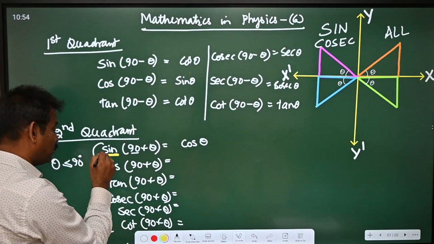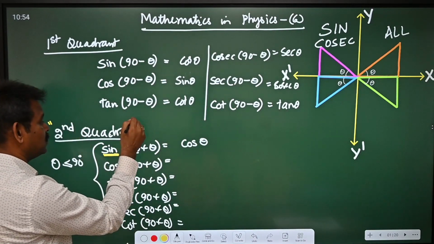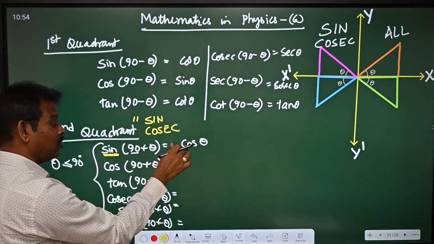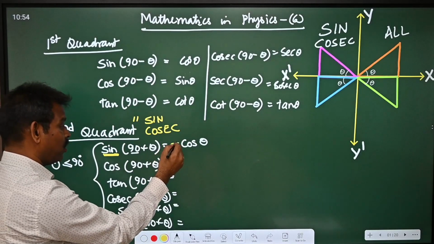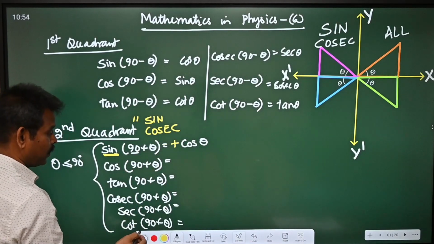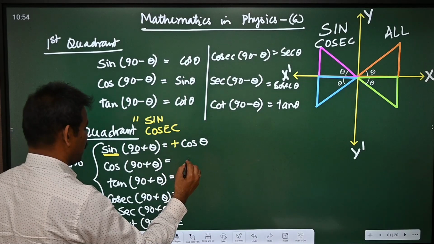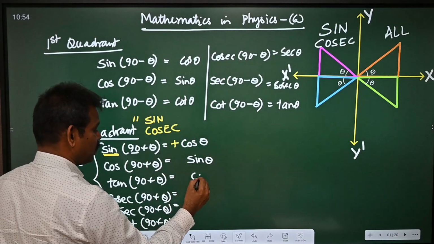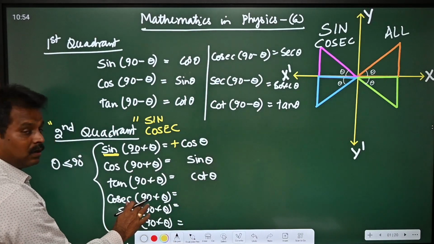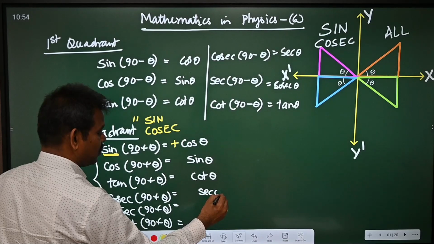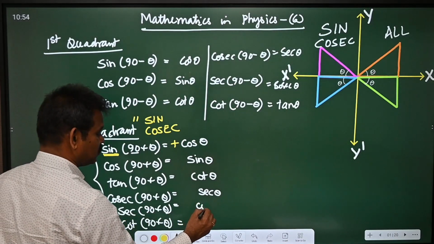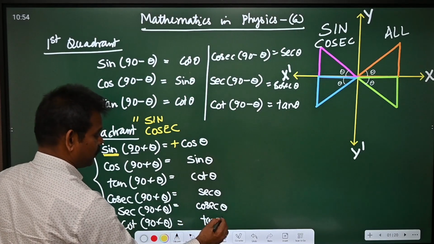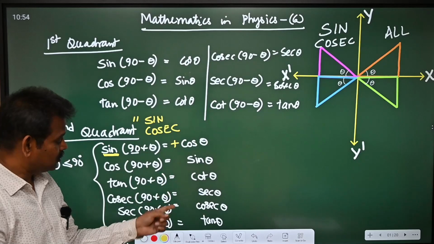That is over. Now what is the sign for sine in the second quadrant? In the second quadrant, sine and cosecant are positive. So even though I got cos theta, it will have a positive value here. Please remember this point. Now cos 90 plus theta will become sin theta. Tan 90 plus theta will become cot theta. Cosecant 90 plus theta is secant theta, and secant 90 plus theta is equal to cosecant theta. Cot 90 plus theta is equal to tan theta. So this part is over. Now we will see the signs here.